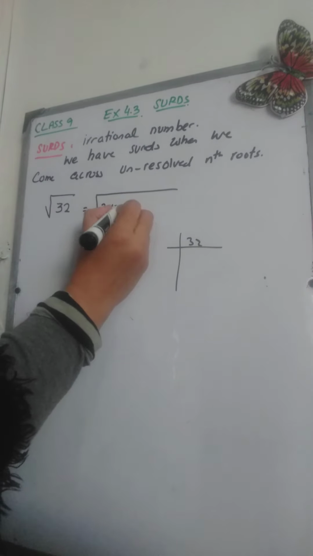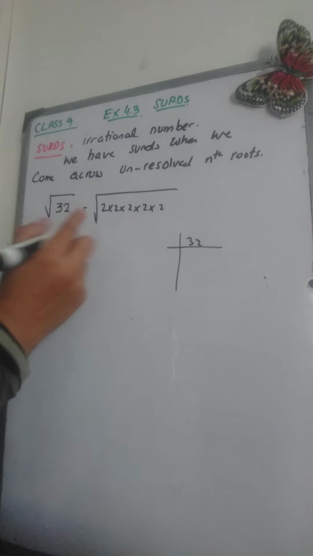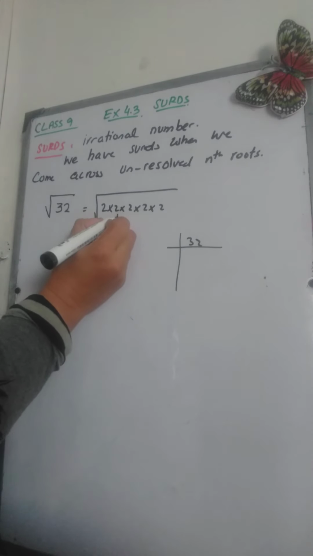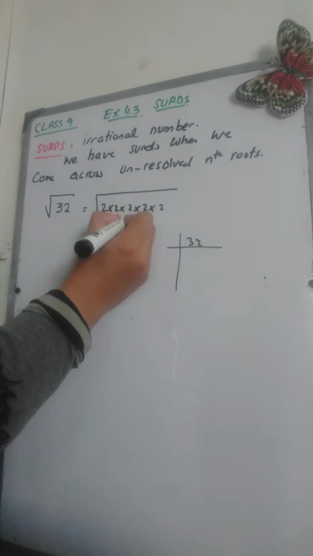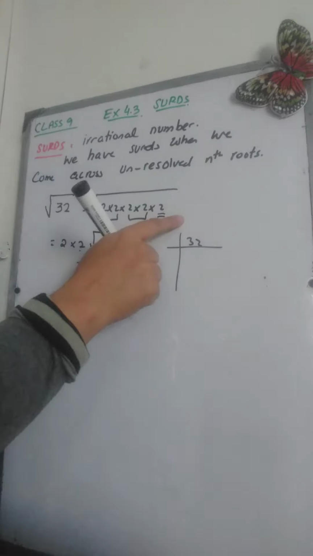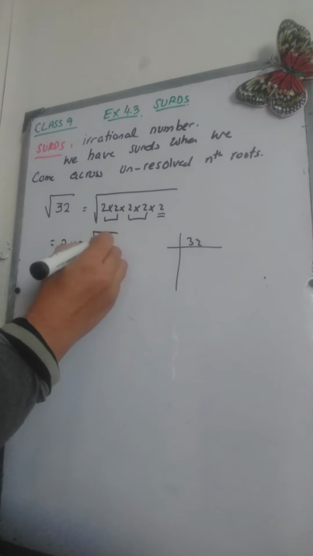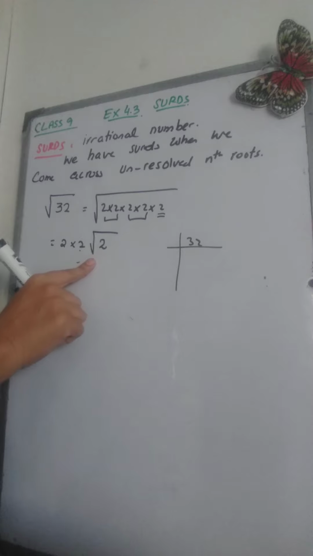Now if I want to take the square root of 32, what I am going to do is pick one 2 and pull it out of the square root sign. Whenever I get two 2's, I am going to pull one 2 outside the radical sign. So I am going to get 2 into 2 outside. But with the last 2 we don't have any other 2, or this pair is not complete. So 2 will remain in the square root. So it means that we can't resolve this square root.